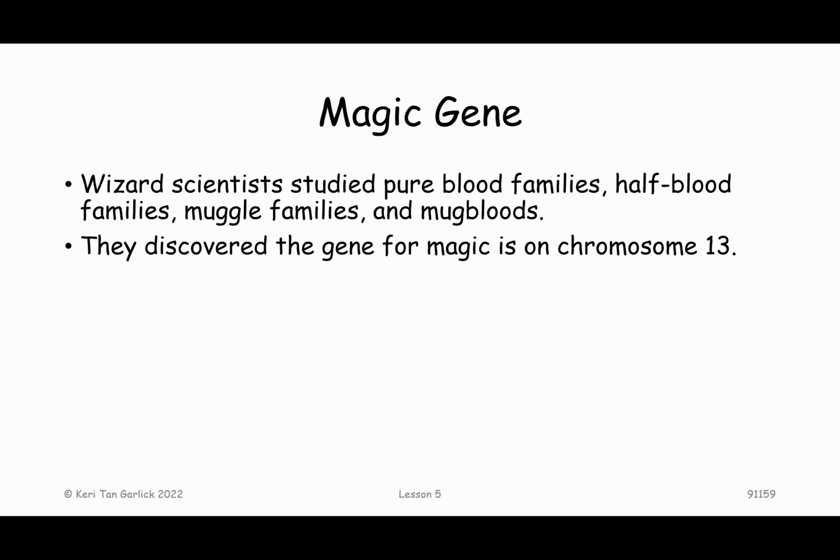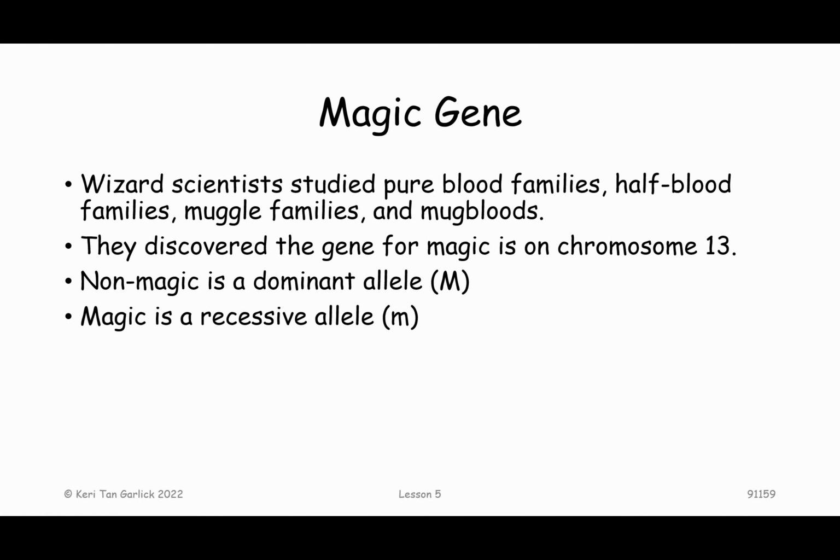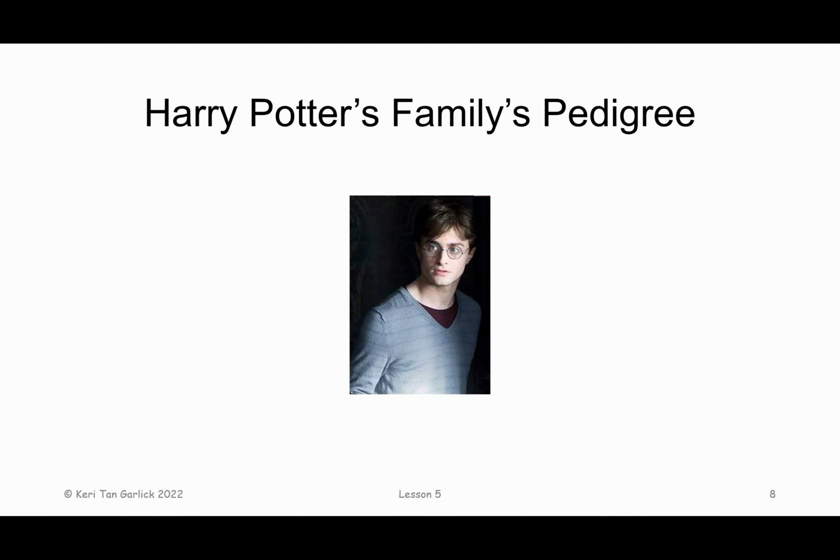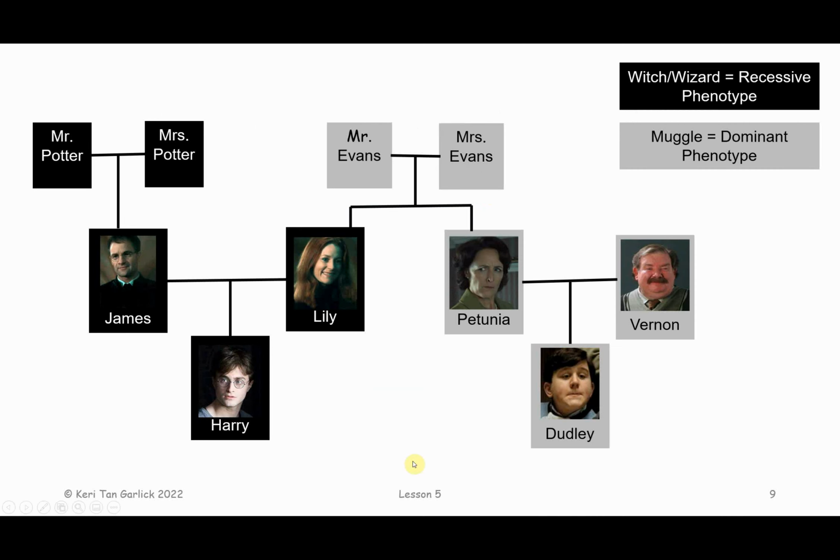So in this hypothetical magical gene, we've discovered it on chromosome 13. Now, the non-magic allele is dominant, which is represented by the big M, and the magic allele is represented by the recessive little m. And you do need to write these down, and hopefully you have your notebooks or your booklets of notes with you so you can jot these down. It's mainly just to give you an idea of how this works. So we'll use Harry Potter and his family as an example. So here's his family. James is an only child. He's from Mr. and Mrs. Potter. Lily had one other sibling, Petunia, and she's from Mr. and Mrs. Evans.